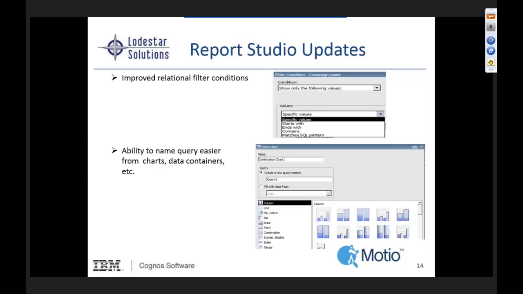Also, they've given you the ability to name queries as you're pulling things over. So in this picture, you're able to pull a chart over, and it actually gives you the ability to name that chart what you want to name it, name the query, or actually fill it from data from a different query. So those of you who work in Workspace know that this can become an issue if you do not name your objects. In Workspace, you pull your objects, which are created in Report Studio. If you haven't named them, you may get a combination chart 1, combination chart 2, and you have to decipher what each of those are.